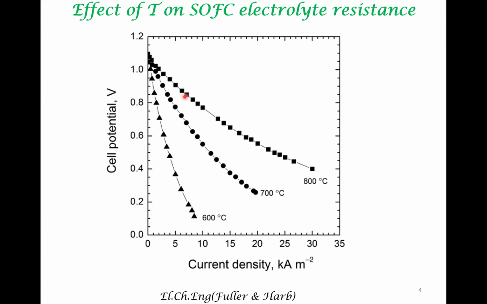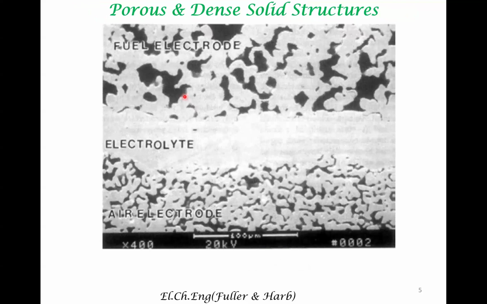In addition, there are other specific details that you should be aware of. One is that the entire solid structure has certain parts which are porous in nature, and there are certain other parts that are made up of dense solid structures. So here, the electrolyte is made up of a dense solid structure. The electrolyte allows only ions to pass through, but does not allow for the gases to mix.